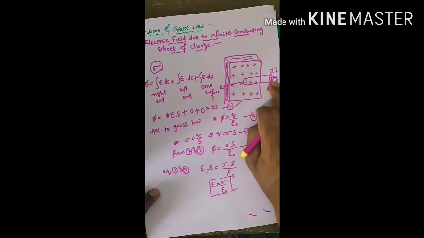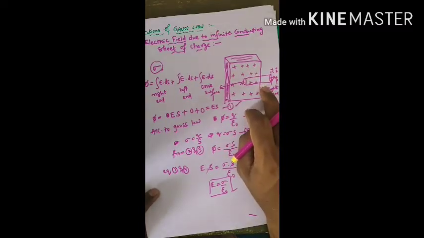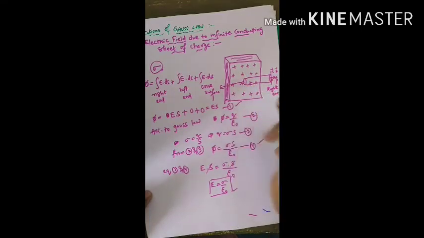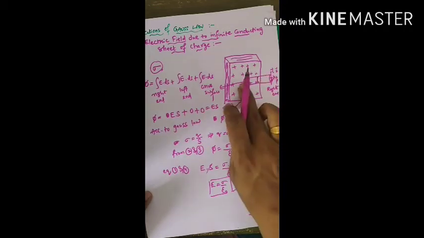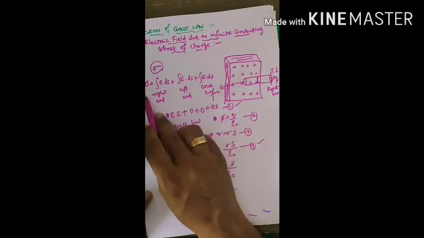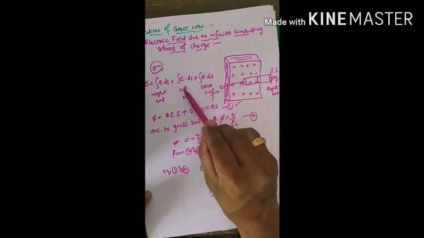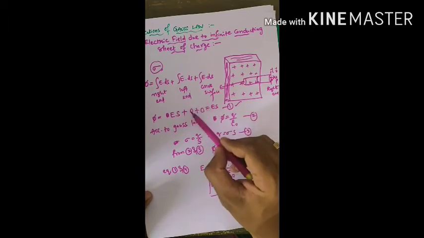Next, in order to determine electric field intensity at P, we have to construct a Gaussian surface. So I'm constructing a Gaussian, that is an imaginary cylinder. This imaginary cylinder has three faces: left end, right end, and the curved surface. So here we have to take the electric flux in three cases. At the left end there is no charge, so no charge means no flux, that is 0.